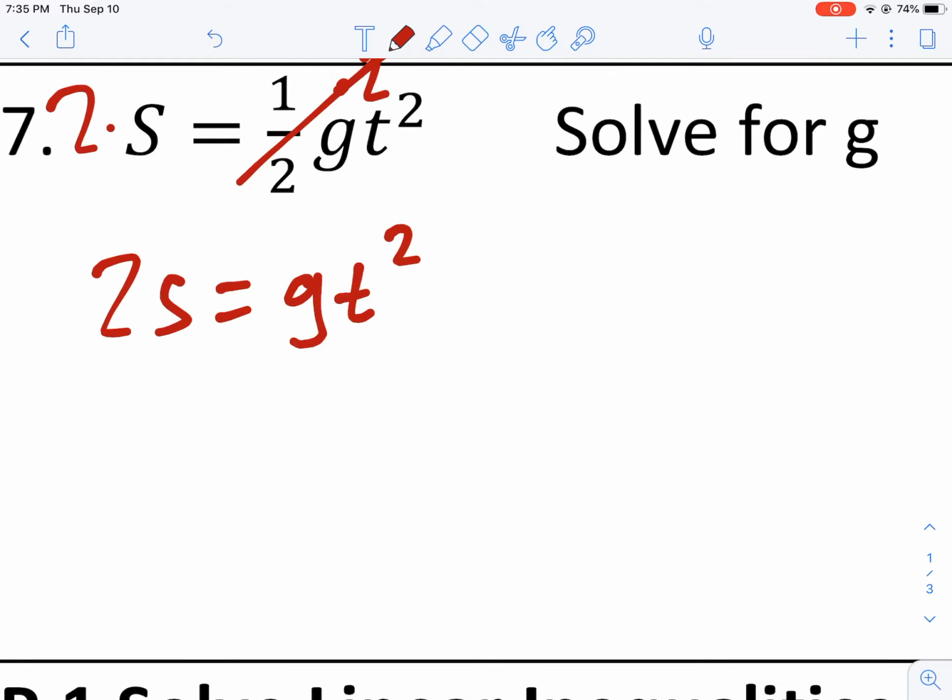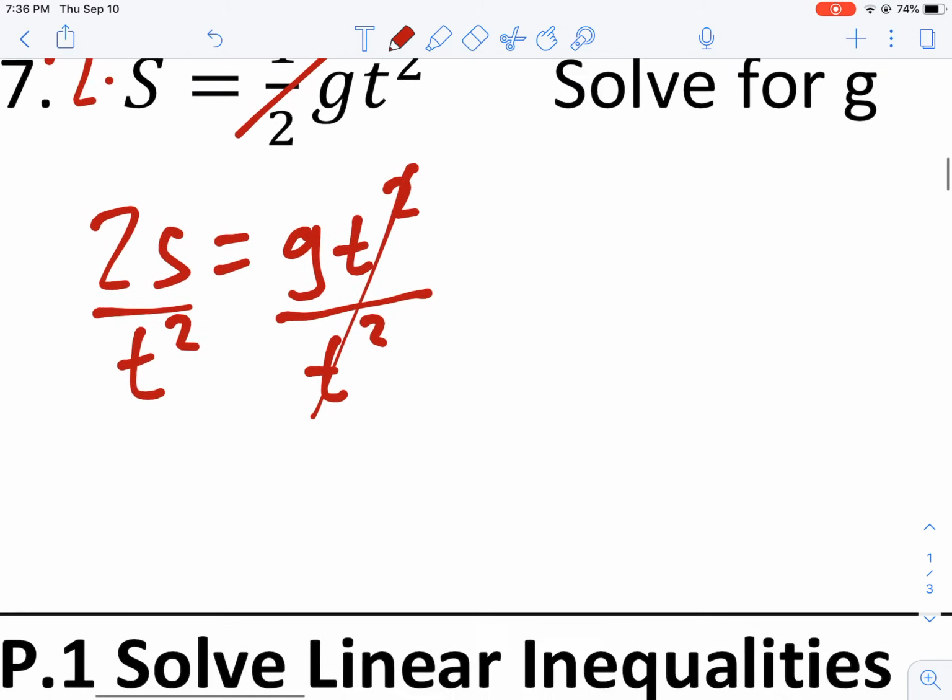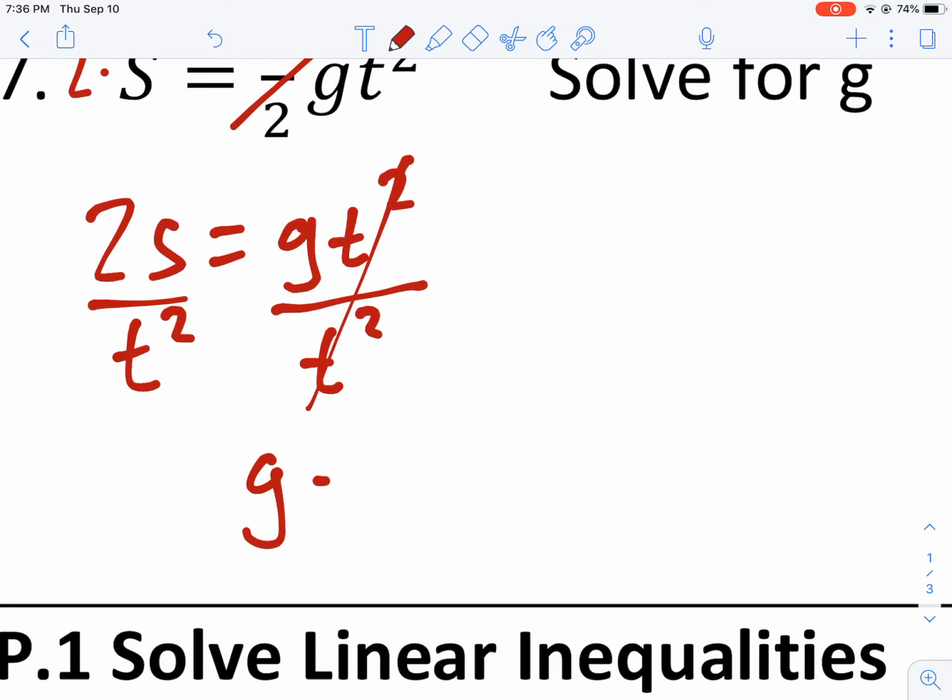Now you might be a little bit confused about this t squared, but remember, we're only trying to get g by itself. So since this is a multiplication problem right there, all we're going to do is divide both sides by t squared. Okay, so those will both cancel out. And we've got our final answer of g equals 2s over t squared.